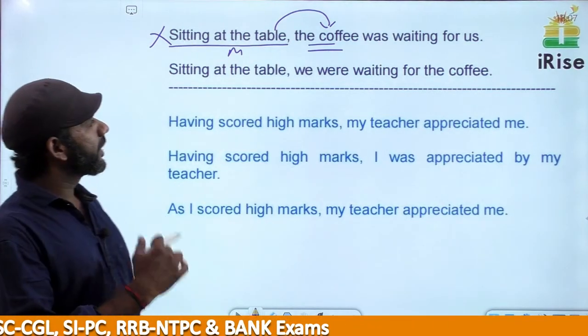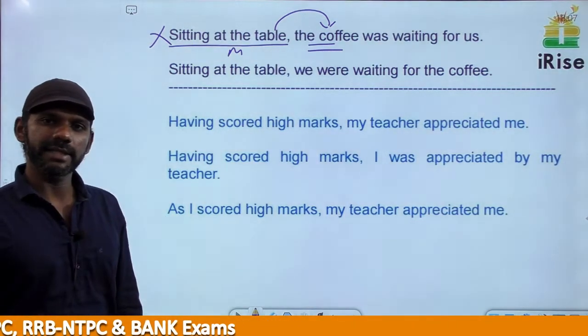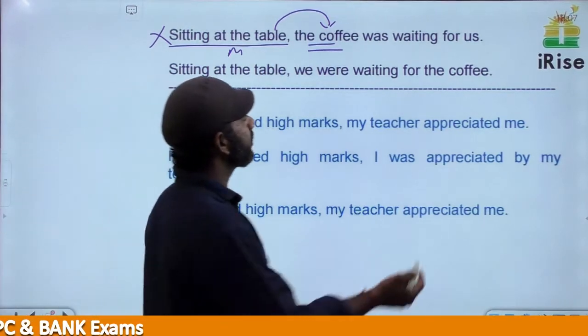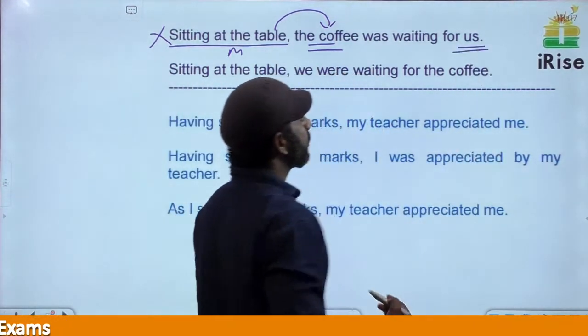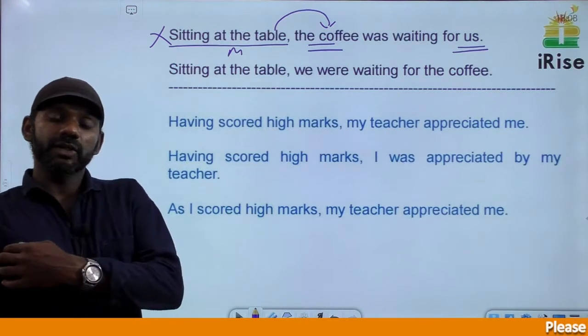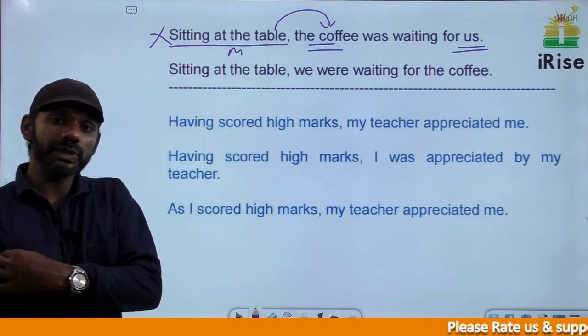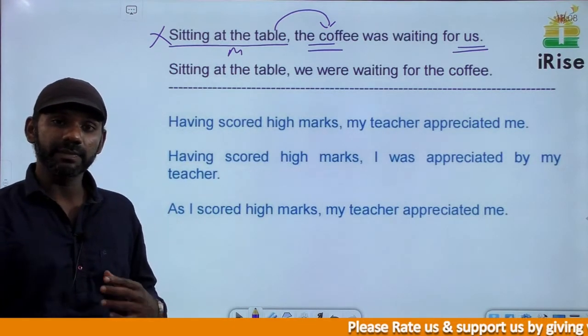Eliminate it. In fact, who must be sitting at the table? We, because I said waiting for us. So we must be sitting at the table. So the word we must come close to the modifier. Only then the sentence makes sense.